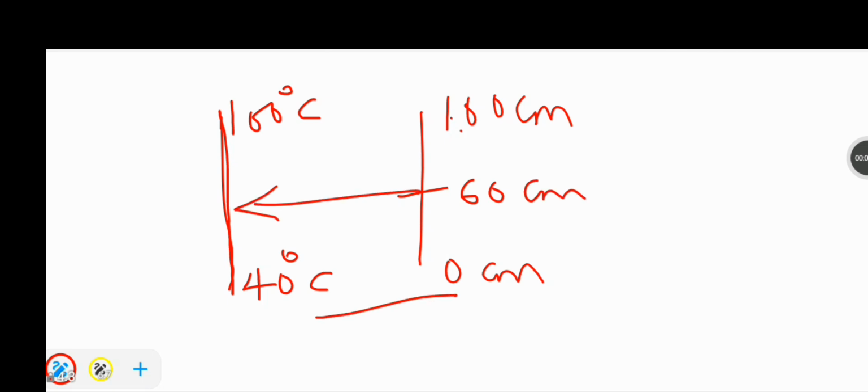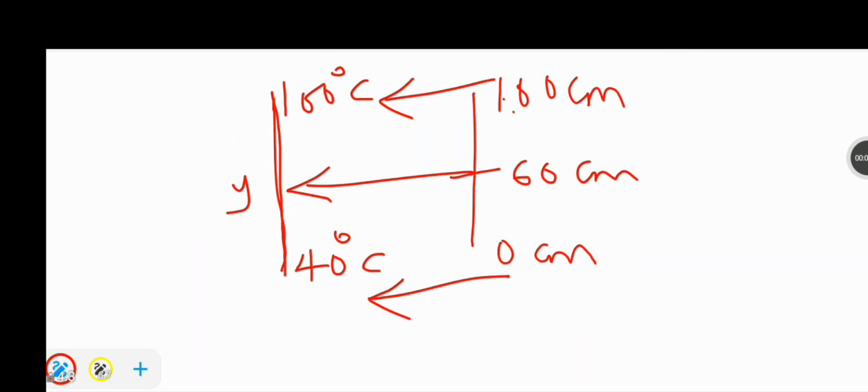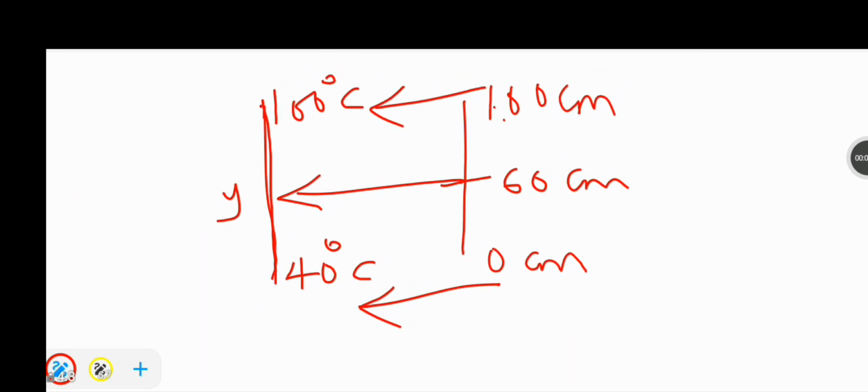0 is pointing to 40. 100 cm is pointing to 100 degrees C. What will 60 cm point to here? Which temperature will it point to? So let's just say Y. So you just use normal subtraction. You just do 100 minus Y, divided by Y minus 40, equals 100 minus 60 divided by 60 minus 0.